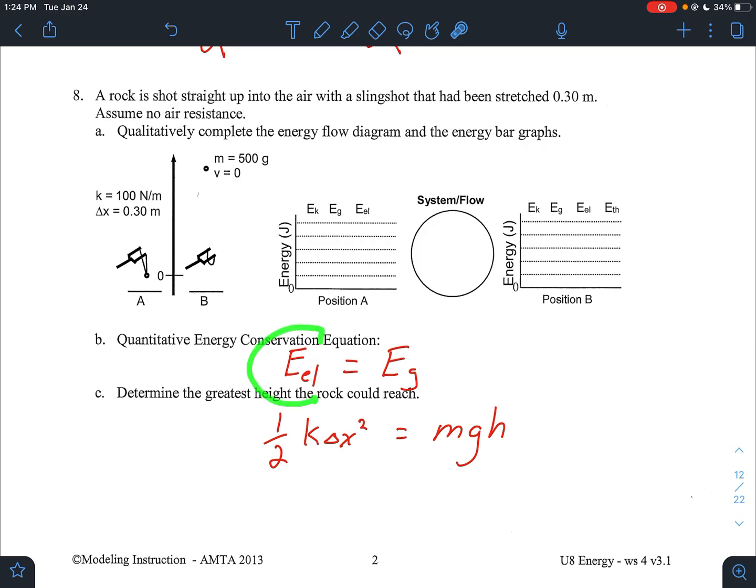For 8, we have our rock. Again, elastic, stored to go into gravitational, stored. And we want to figure out how high we can go. So plugging in both equations for those energies and then solving for the height is how you would go about that one.